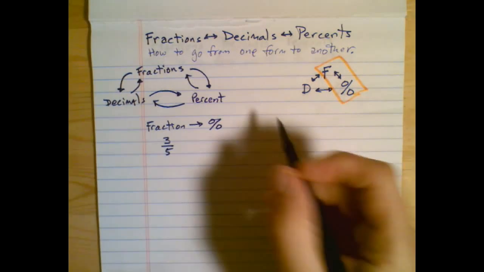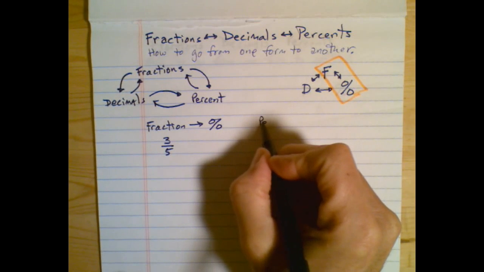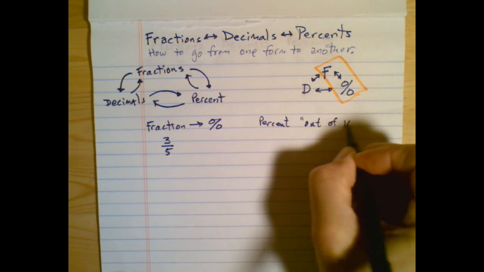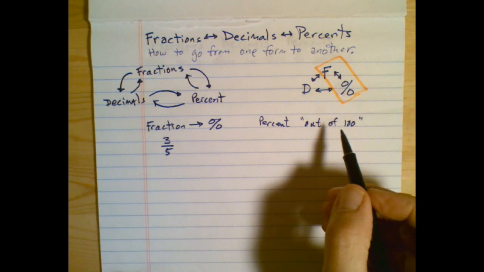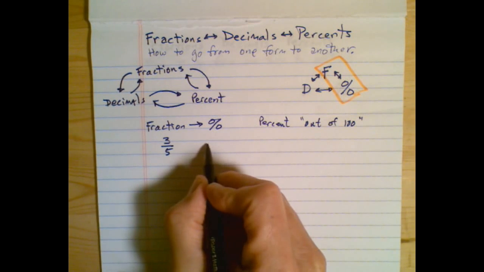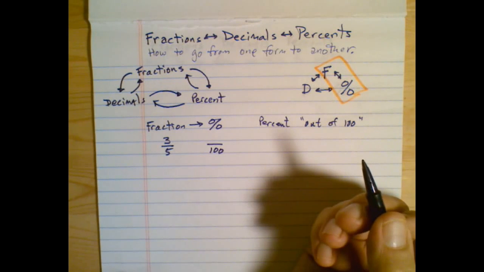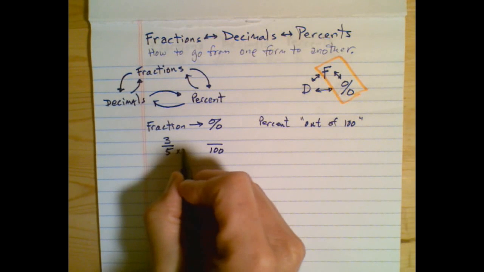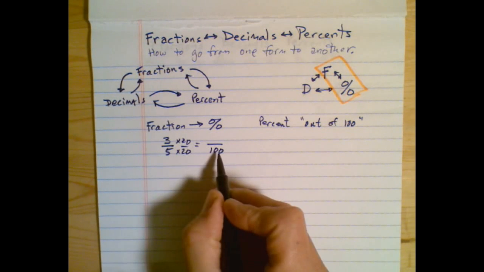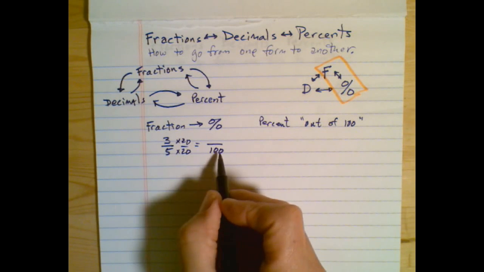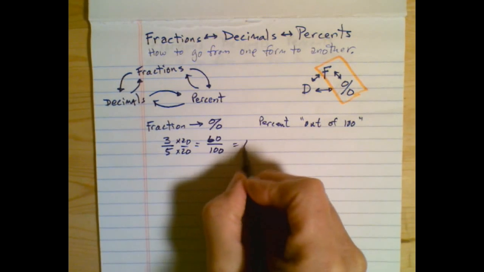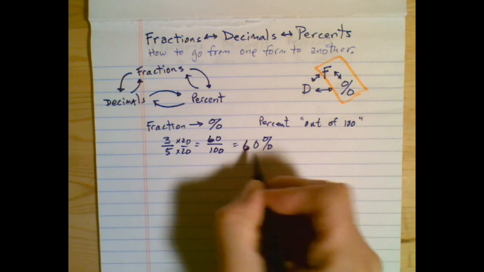Now, why is this nice? Well, we have to remember that percent literally means out of 100. Literally out of 100. Well, out of 100 is another way to think about how we say fractions sometimes. So something out of 100. So this one's nice because all I need to do is multiply 5 by 20, top and bottom, and I can get to have a bottom of 100. So 5 times 20 is 100, 3 times 20 is 60, 60 out of 100, 60%. Now that's when it's nice.